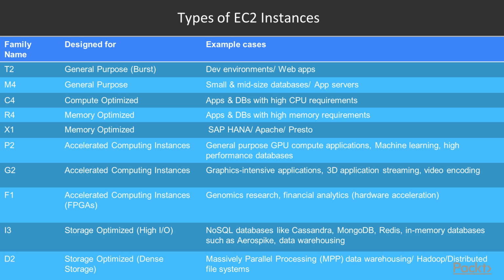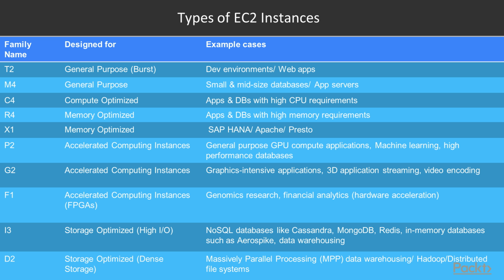Then there is the G2 family type, which is another accelerated computing instance. Think about it for graphic-intensive applications, 3D application streaming, video encoding, as well as other server-side graphic workloads. Then there is F1, another accelerated computing instance. Think about FPGAs, and these include use cases for genomics research, financial analytics, real-time video processing. This is mostly how you would be using hardware to accelerate your code.